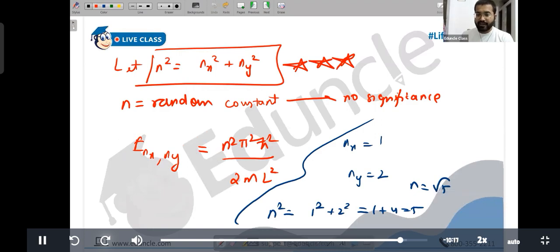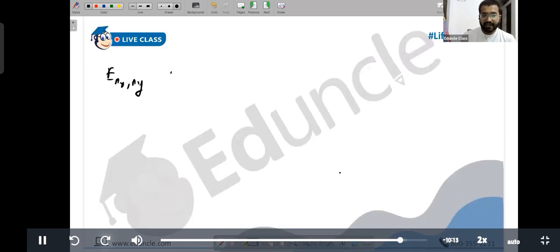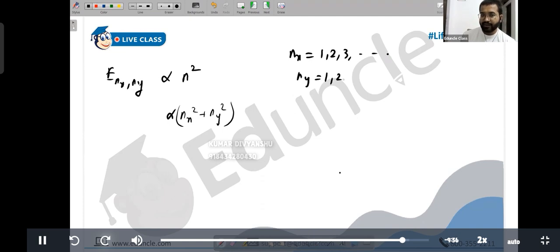Energy is proportional to n square. As you can clearly see, energy of nx, ny is proportional to n square, so it is proportional to nx square plus ny square. Depending upon the values of nx and ny, energy will increase. Remember nx starts from 1, don't forget. Remember ny starts from 1, don't forget.